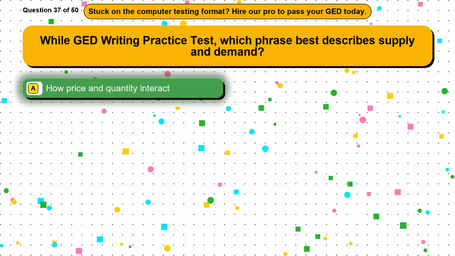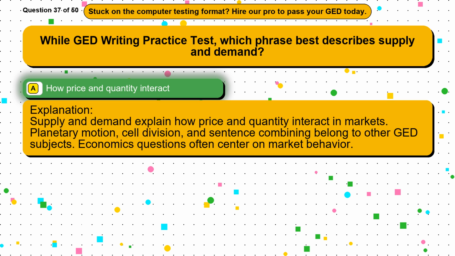The correct answer is option A, how price and quantity interact. Supply and demand explain how price and quantity interact in markets. Planetary motion, cell division, and sentence combining belong to other GED subjects. Economics questions often center on market behavior.